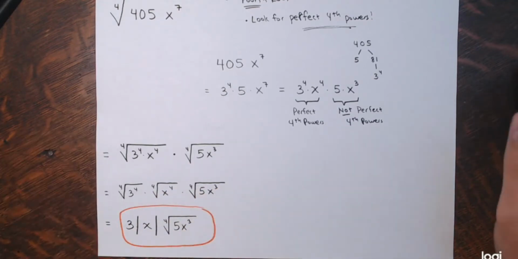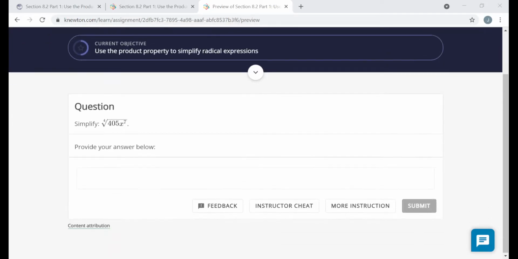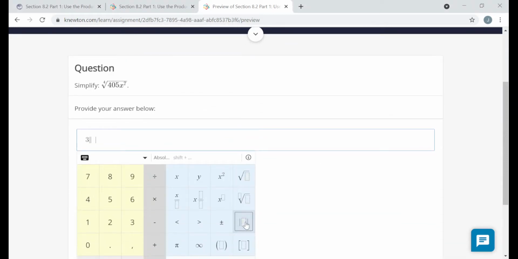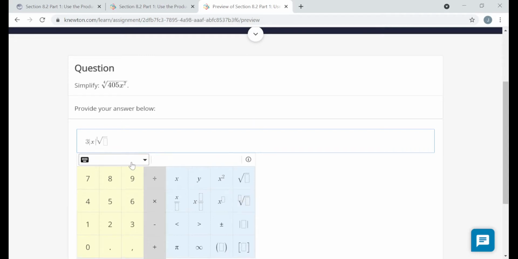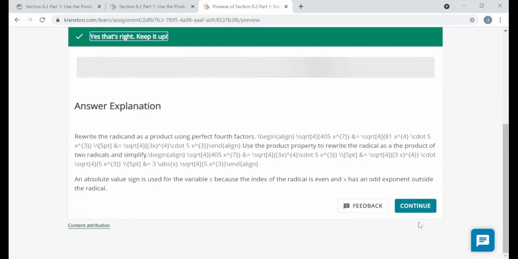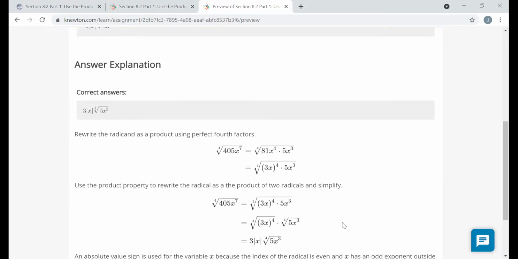And that's what I'm entering. Again, don't forget for these even roots, chances are you're going to be using absolute value symbols at some point. So we have 3 times the absolute value of x, and then after the absolute value we have, now this symbol here has the area for the index because I need to put a 4 for the index, times the fourth root of 5x cubed. All right, and that should be good. Great. And once again, please read through the answer explanations.